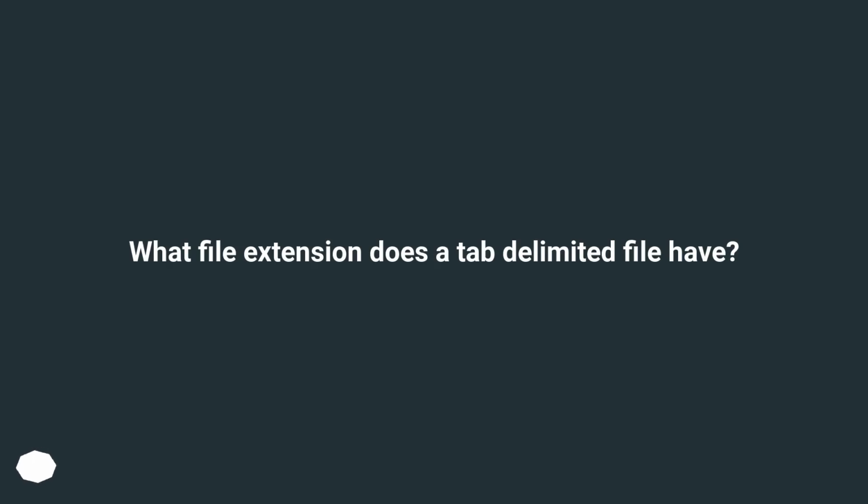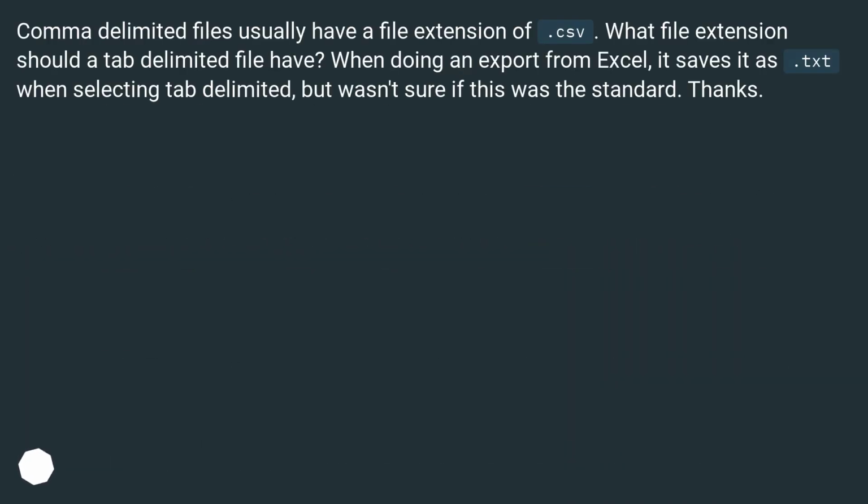What file extension does a tab delimited file have? Delimited files usually have a file extension of .csv. What file extension should a tab delimited file have? When doing an export from Excel, it saves it as .text when selecting tab delimited, but I wasn't sure if this was the standard. Thanks.